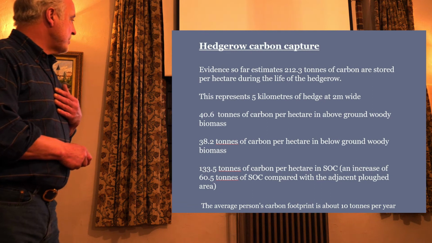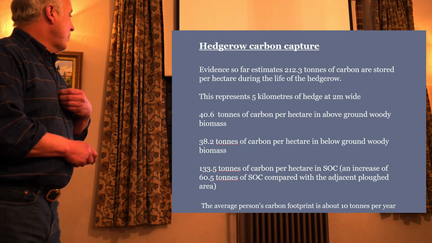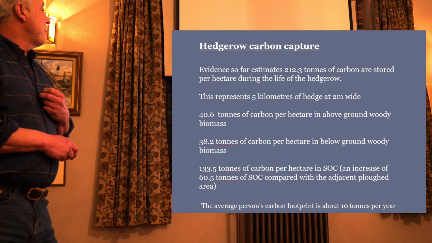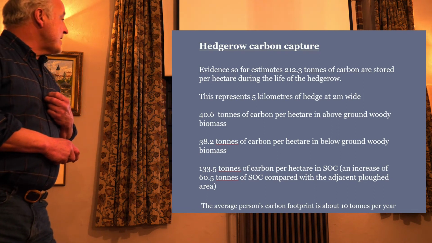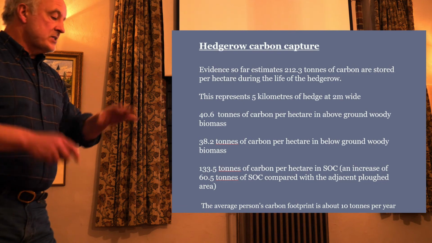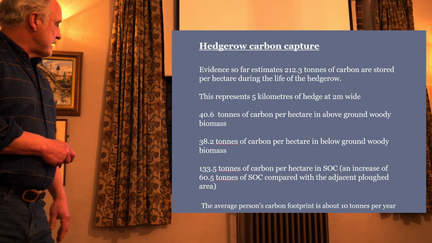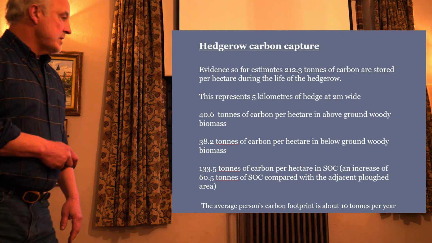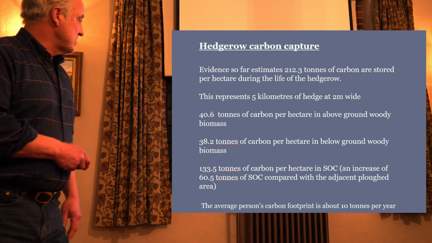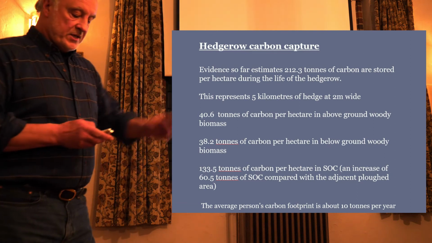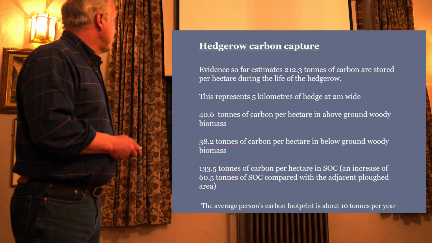And 133.5 tonnes of carbon, I forget what SI I used, soil organic carbon, greater than the adjacent ploughed area. That's the stuff, that's the leaves rotting in the ground, that's all that sort of stuff. Worth remembering, having said that, the average person's carbon footprint that I could find is about 10 tonnes per year. So there is limited carbon, and that actually goes round in a circle when we cut and burn the hedge.